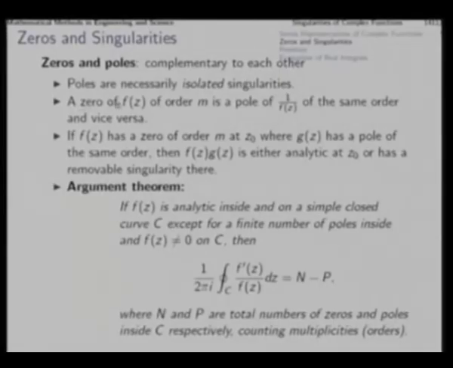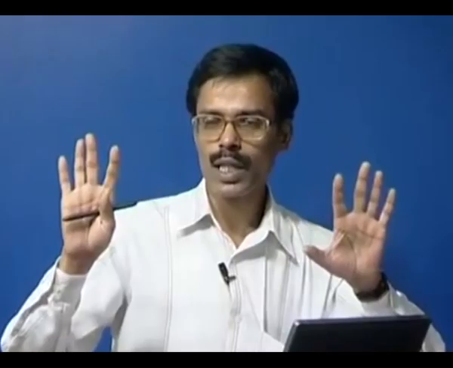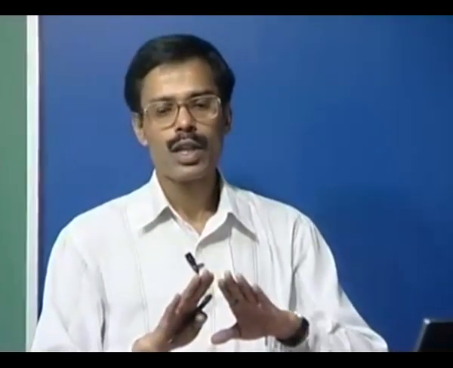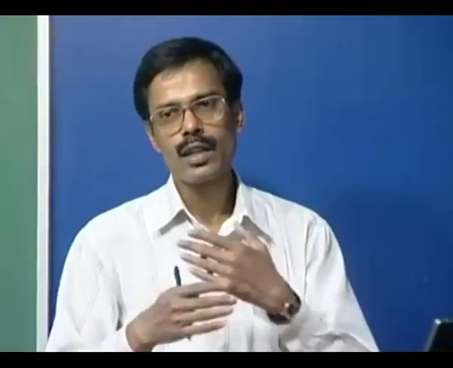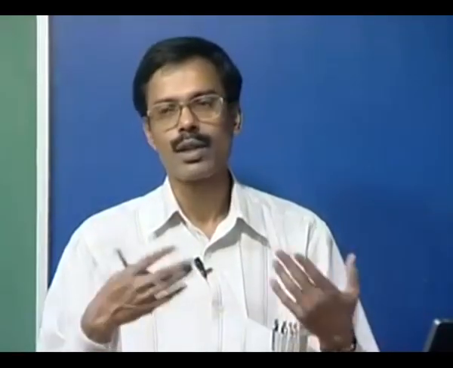Then a 0 of f(z) of order m turns out to be a pole of the same order for the function 1/f(z) and vice versa, right. Then again, if f(z) has a 0 of order m at z0 and g(z) has a pole of the same order, if you consider two analytic functions, f(z) has a 0 of order m at a point and at the same point g(z) has a pole of order m, then the product f(z)g(z), product of these two functions, in a manner will get rid of the singularity, will get rid of the 0 as well as the pole.